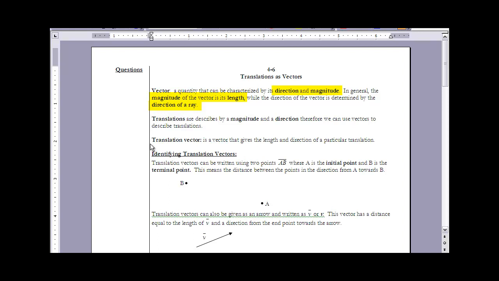We know from our previous sections, when we looked at translations back in section 4.4, that when we describe a translation, we need two things: the magnitude of that translation and the direction of that translation. Those just happen to be the same two things that vectors are a quantity of. So we can use vectors to do translations, which leads to the idea of a translation vector. A translation vector is a vector that gives the length and the direction of a particular translation.